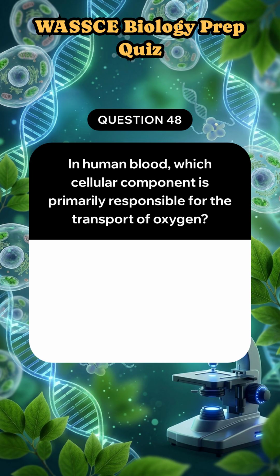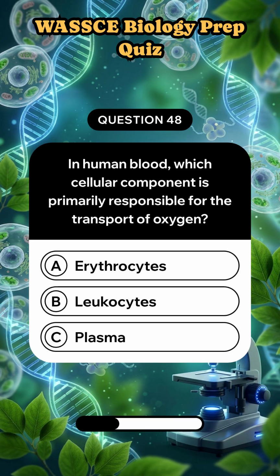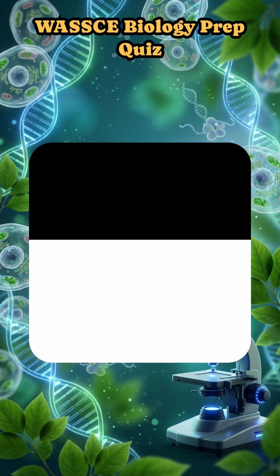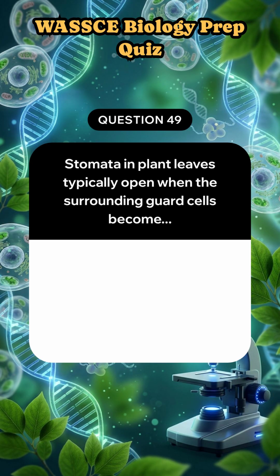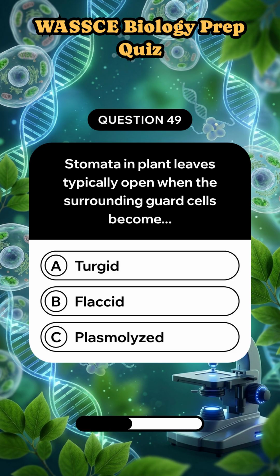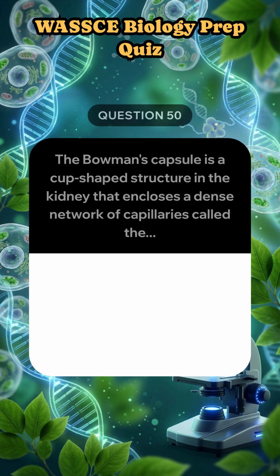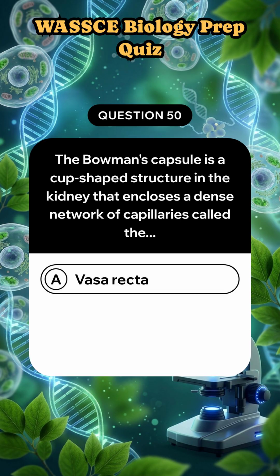In human blood, which cellular component is primarily responsible for the transport of oxygen? Stomata in plant leaves typically open when the surrounding guard cells become? The Bowman's capsule is a cup-shaped structure in the kidney that encloses a dense network of capillaries called the?